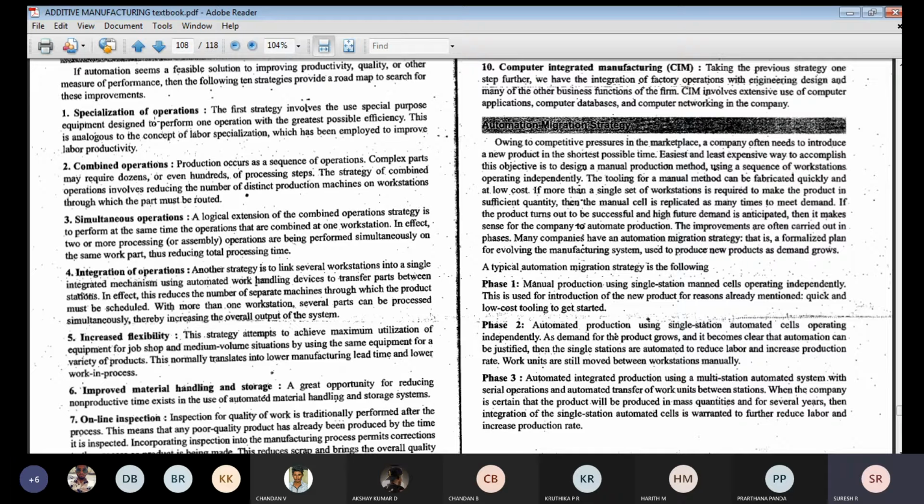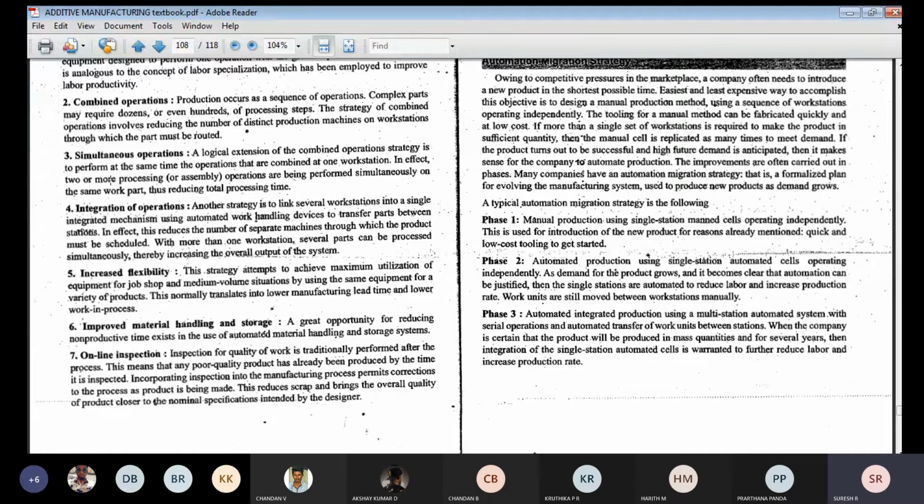Next, integration of operation. Integration means combining the different things in order to do the particular work, so that effective results can be obtained when you integrate the different things. That is the integration of operations. Next, increase the flexibility. The flexibility should be increased by doing all these operations. The main thing is to achieve the maximum utilization of equipment for a job shop, so almost all the things should be utilized in order to get the maximum flexibility or efficiency.